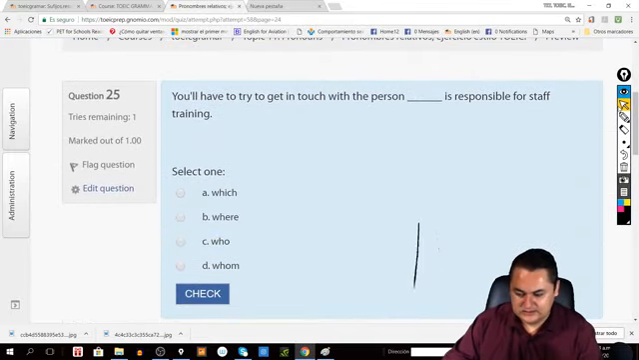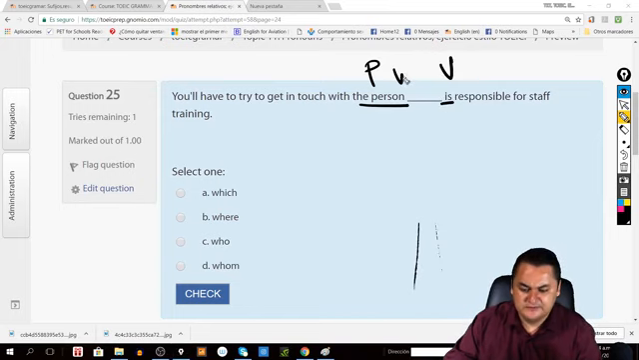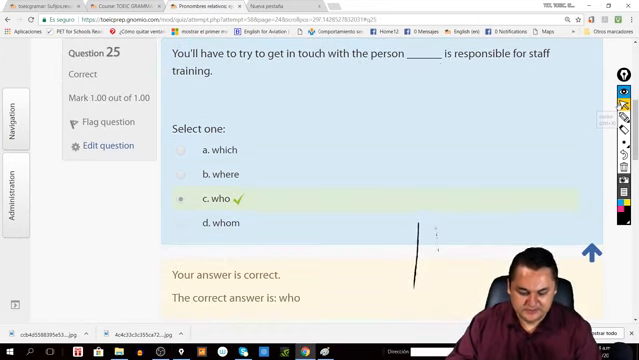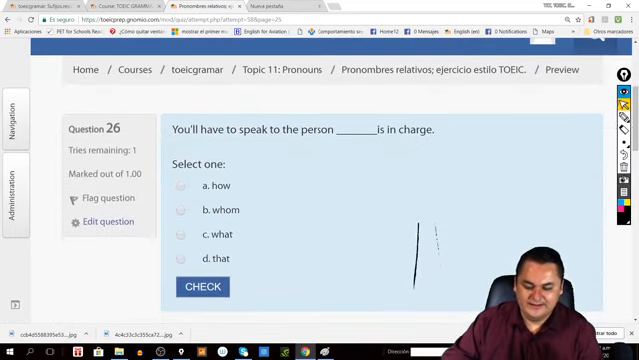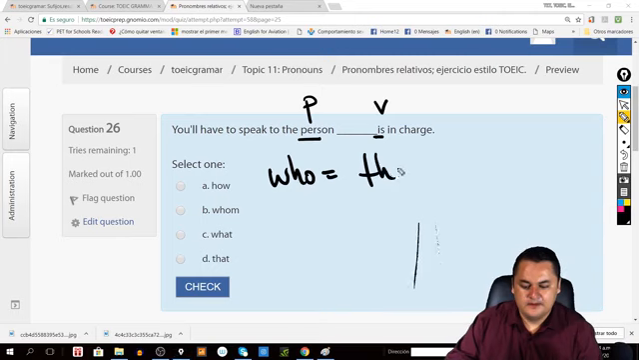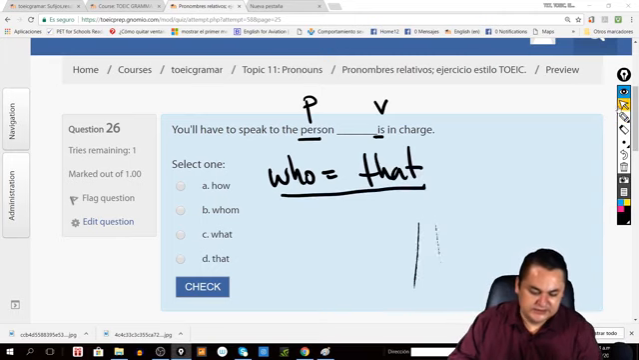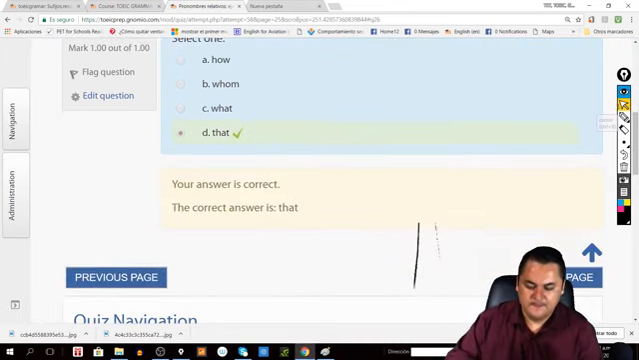This exercise says you'll have to try to get in touch with the person. The person is a person. And responsible is a verb, so we have to find this option, who. The person who is responsible. And we can continue. Here, again, person and verb. So, we're going to check. Probably you remember that who has this word that has the same meaning. The person that is in charge. I explained it at the beginning.